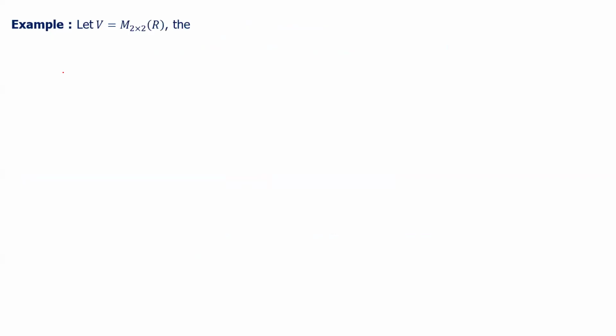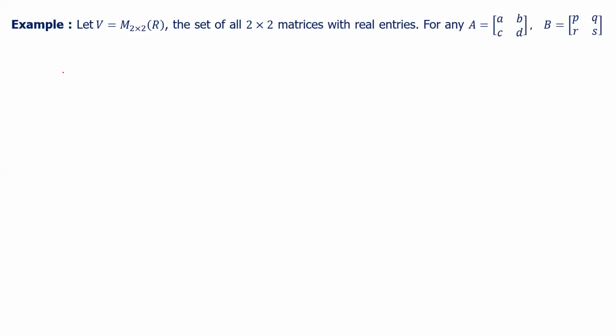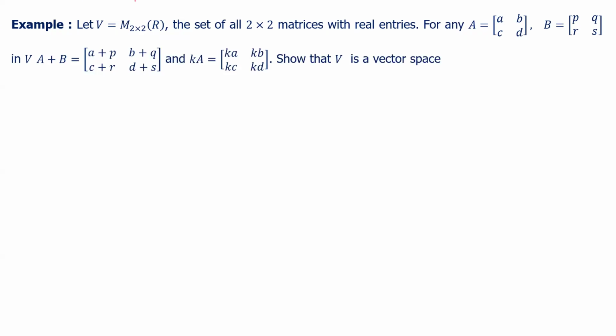Let us take the next example. Let V be equal to M 2 by 2 of R, the set of all 2 by 2 matrices with real entries. For any A equal to (a, b, c, d) and B equal to (p, q, r, s) in V, A plus B is just simple matrix addition, and k times A is equal to (ka, kb, kc, kd), so that V is a vector space. So we have to prove again the 10 properties.